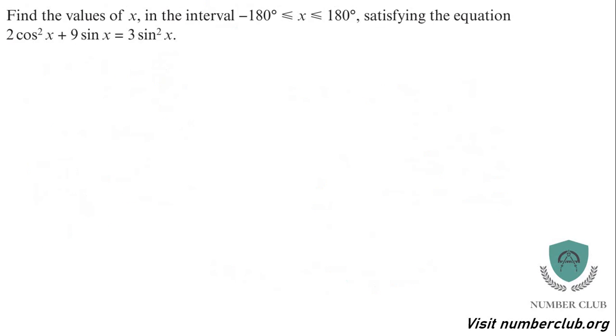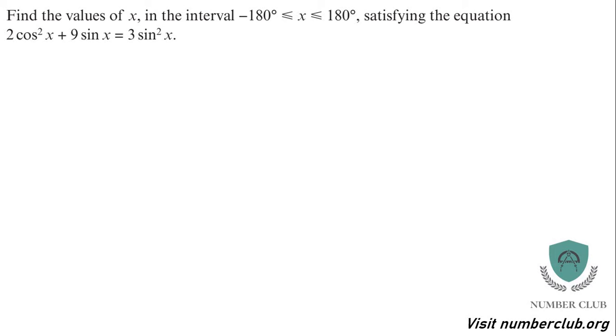Right, moving on. This question here says find the values of x in the interval blah blah blah satisfying the equation 2 cos squared x plus 9 sine x equals 3 sine squared x. Now looking at that, the most eye-catching thing is the cos squared and the sine squared. We know that you can't have both of those. We're going to need to get just to have sine or just to have cos. The 9 sine x tells you that you need sine throughout, because you can't do much else with sine x and you can't do much with cos x.